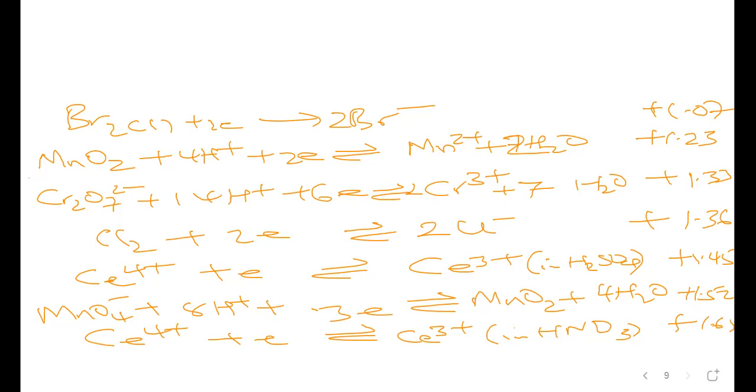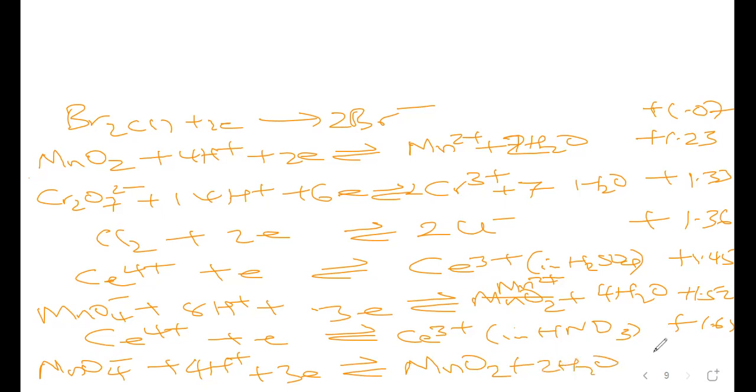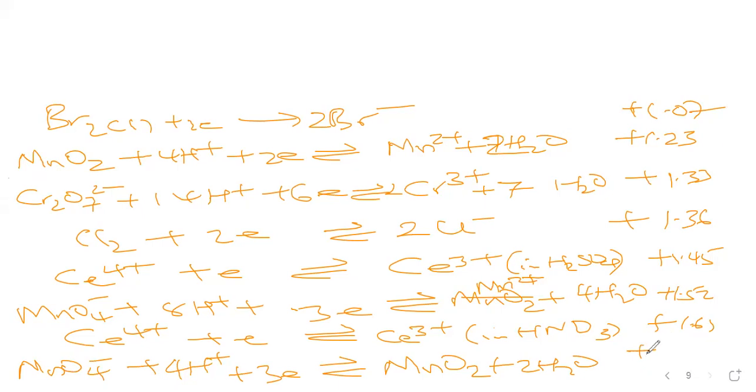Still we have, this was manganese, giving us manganese 2 ions. And then we have the manganate 7 ion: 4 hydrogen ions, 3 electrons, giving us manganese 4 oxide plus 2 water. Electrode potential here is positive 1.69.